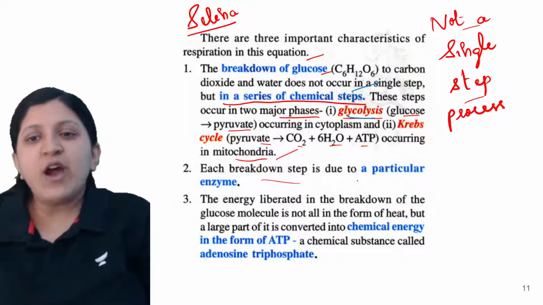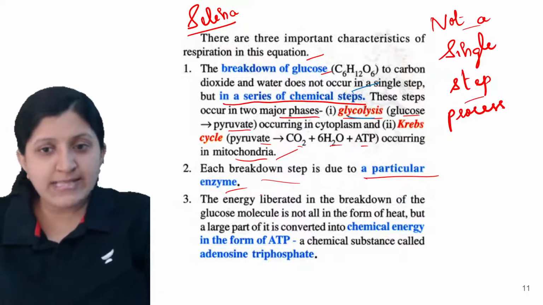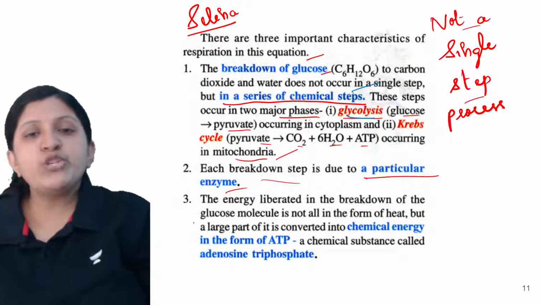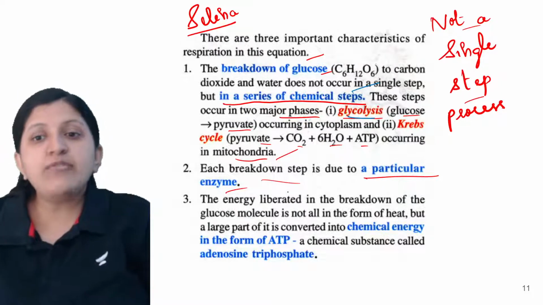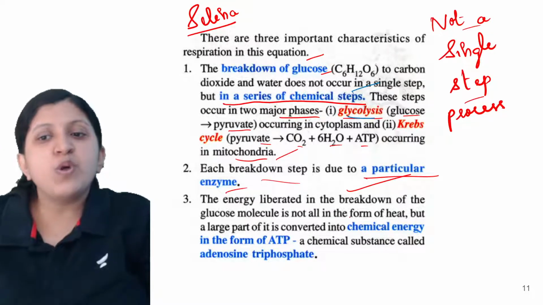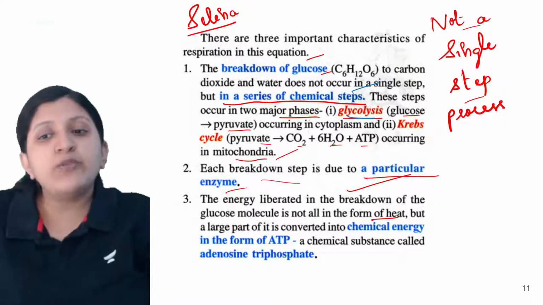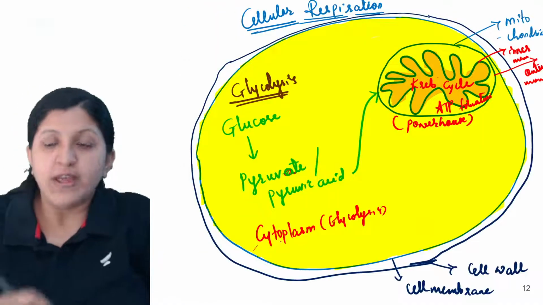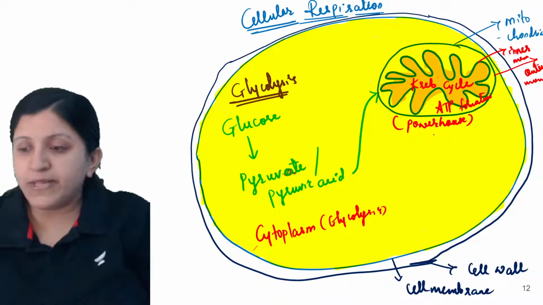Each breakdown step is due to a particular enzyme. There are a lot of enzymes that are required, which have major importance, and they start breaking down. Now the energy liberated in the breakdown of the glucose molecule is not all in the form of heat, but a large part of it is converted into chemical energy. There is actually heat energy formation as well.